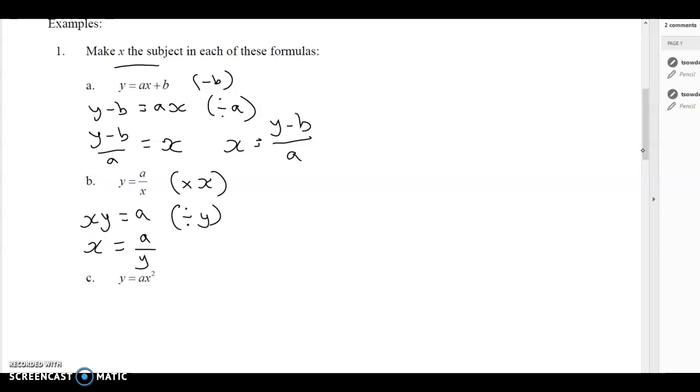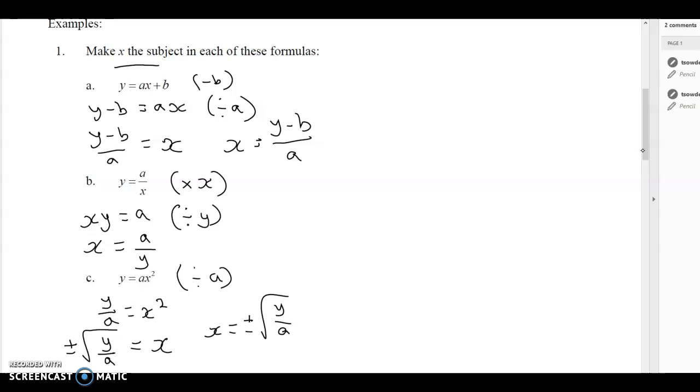C. Y equals ax squared. Alright, first thing, we're going to get x on its own, so we're going to divide by a, the coefficient of x. So we get y over a equals x squared. Next thing we're going to do now is square root both sides. And so we're going to get y over a square rooted, and we're going to plus or minus that. And that's going to be equal to x. Because we know with quadratics, we're going to get both the plus and the minus version. And so there we go, x equals plus or minus the square root of y on a.